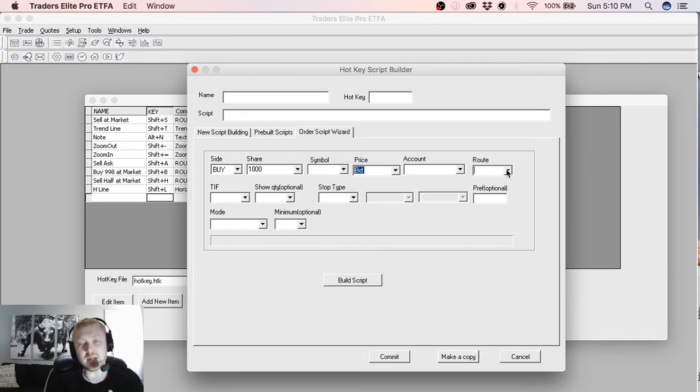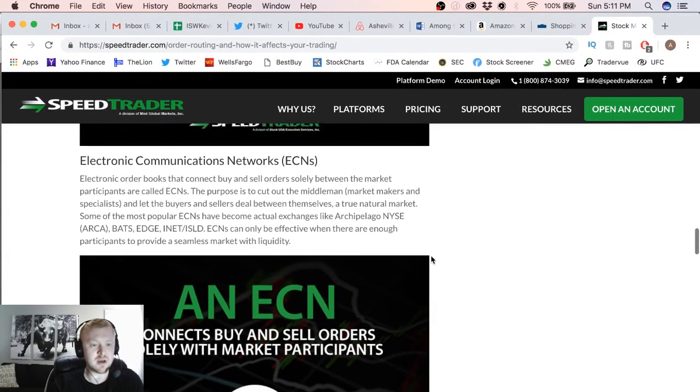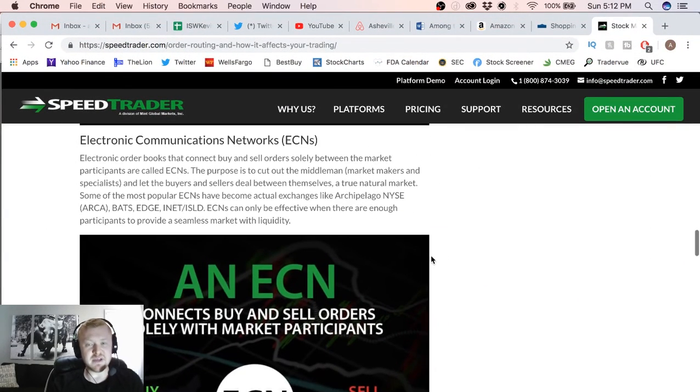If you want to practice these hotkeys with your simulator account, make sure you click on that TR account. Now the route, don't let this one get you too confused either. I just use Arca M for a market order and Arca L for a limit order. Let me pull up something just to go over this briefly with you guys if you're a little confused on that. But you have ECN fees, guys. Electronic Communications Network. You're going to have these ECN fees, and what these do is they connect the buy and sell orders solely between the market participants. So Arca eliminates using a market maker. You're going straight to the market, guys. No market maker at all. That's why you're going to have a little bit of a fee.